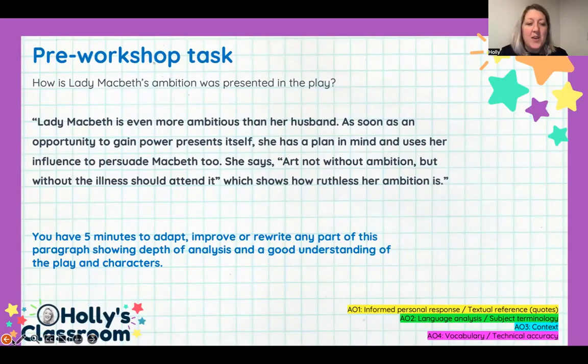So what I'm going to ask you to do now in the next 5 minutes is adapt, improve, or rewrite any part of this paragraph showing depth of analysis and a good understanding of the play and the characters. So you'd be focusing on the skills for AO1 and AO2. So that's your personal response and your language analysis. So we all know that that quote there needs to be explained a bit more. Maybe you could explore the connotations of words within that quote. Have a go, see what you can come up with. You're free to write your ideas down on paper or put them in the chat box. But remember, if you put them in the chat box, you're actually helping everybody else as well.